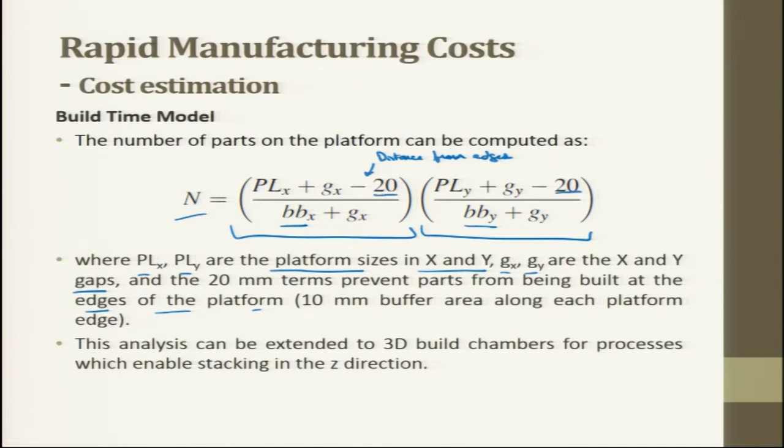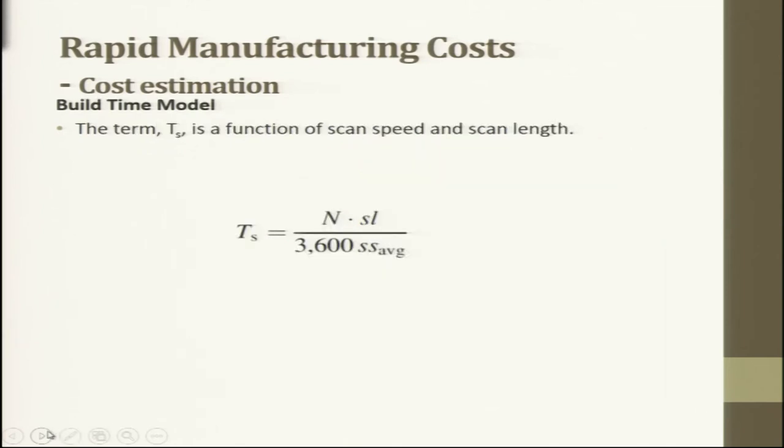This analysis can be extended to 3D build chambers for the processes which enable stacking in the Z direction. This is only in the X and Y directions, and in the Z direction it is making layer by layer, it is going in that direction. So, this is how we determine the number of parts. Next term, TS.